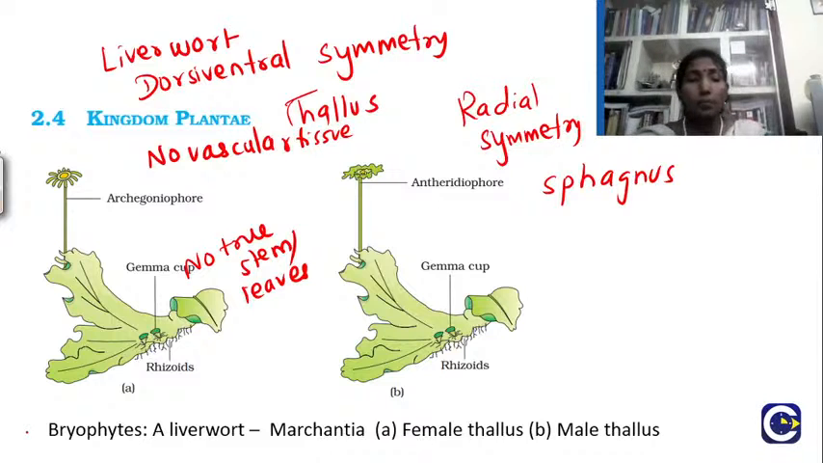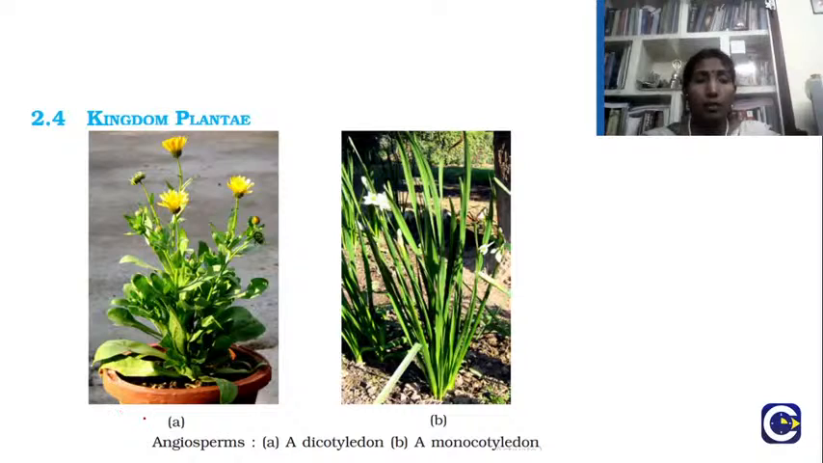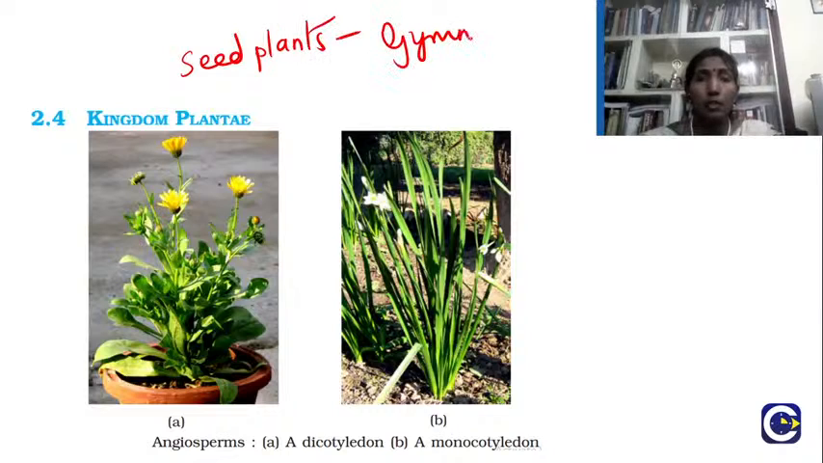Coming to the next part, we have the Kingdom Plantae. In Kingdom Plantae, we have the angiosperms. So when I say angiosperms, what should strike your mind? The angiosperms are seed plants. They are grouped into gymnosperms, and then we have the angiosperms.